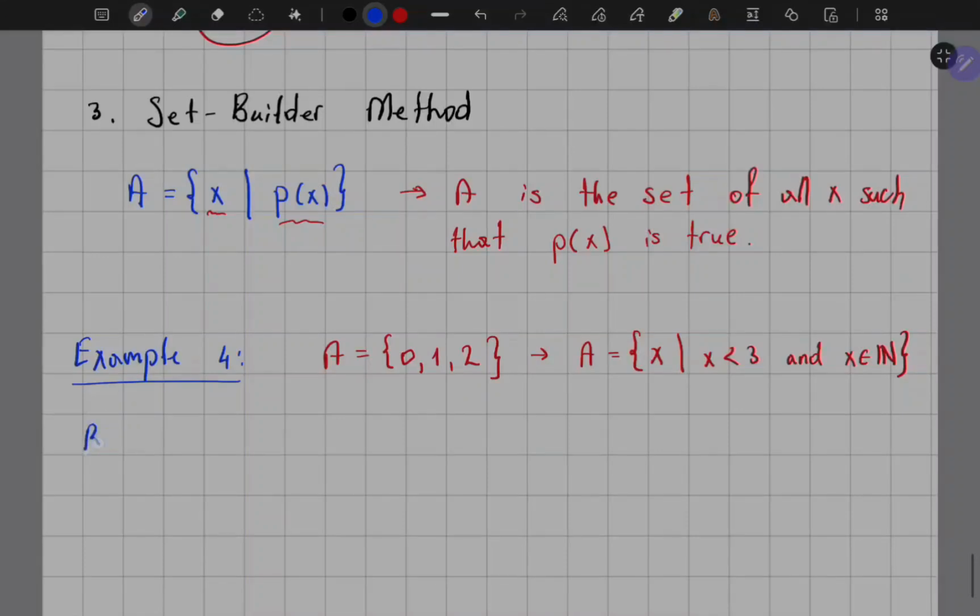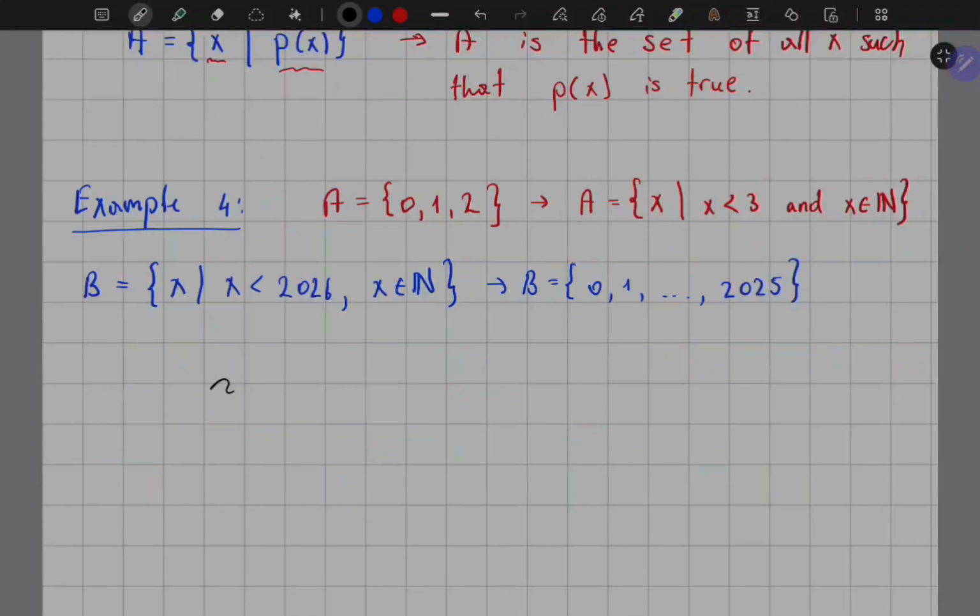Also, let's write another example. Let's say we have a set B which contains x's such that x is smaller than 2026, where x is a natural number. So this means B contains elements from 0 to 2025. Here we have 2026 elements, so it's really hard to write them one by one. At this point, the set builder method is really useful. Now let's move to another topic. Now let's learn the number of elements of a set. What is the number of elements of a set?